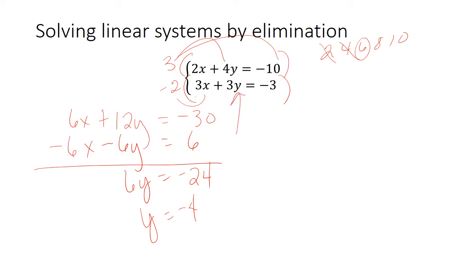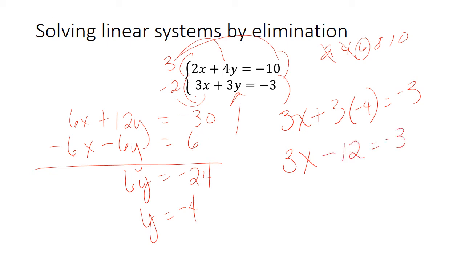I'm going to plug that back in anywhere. Let's do it in the bottom one this time. So let's do 3x plus 3 times -4 equals -3. So I'll do my 3x plus 3 times -4 is -12 equals -3. I'll have 3x is equal to, when I add my 12 to the other side, 9. And so my x will be equal to 3. So the solution here is (3, -4).